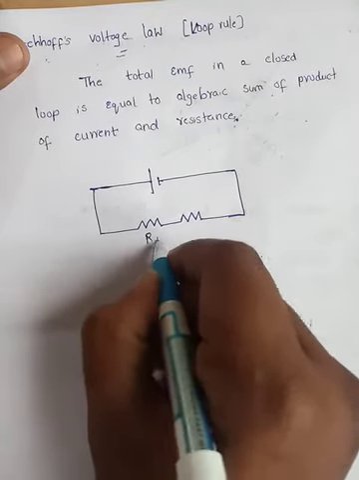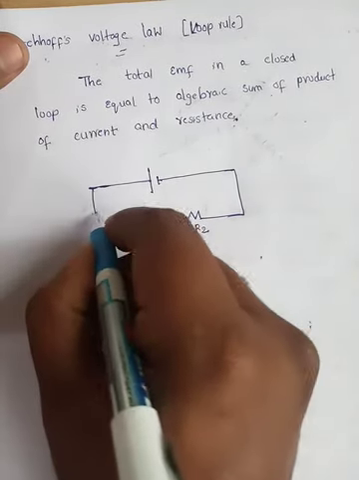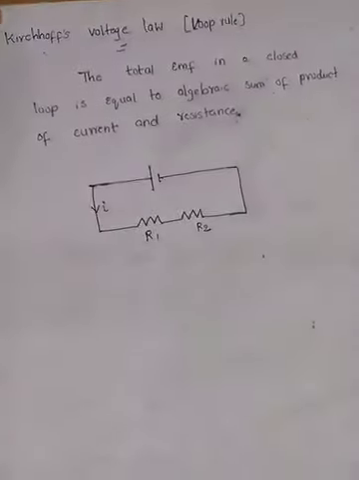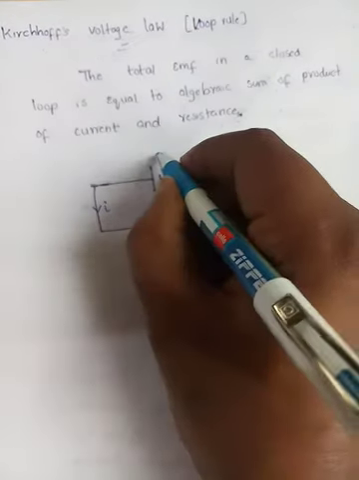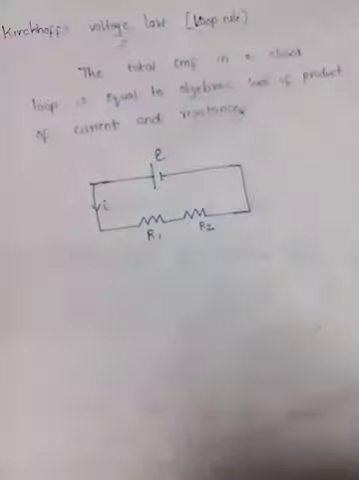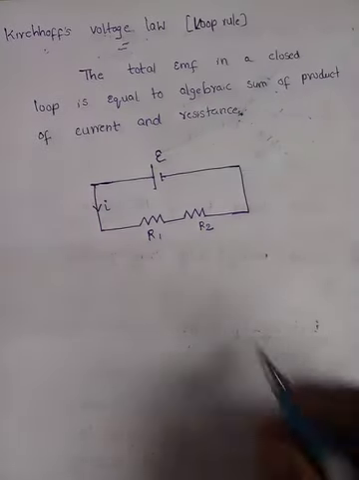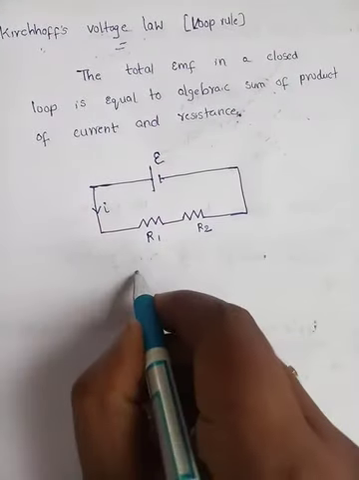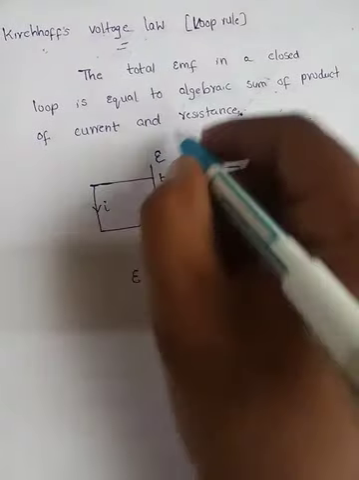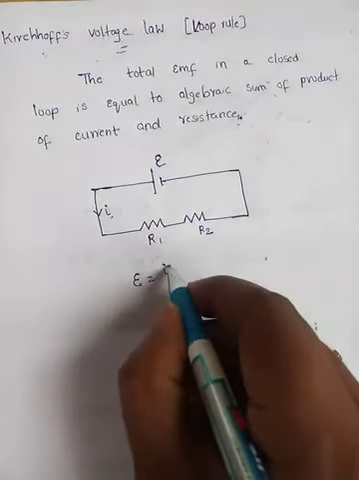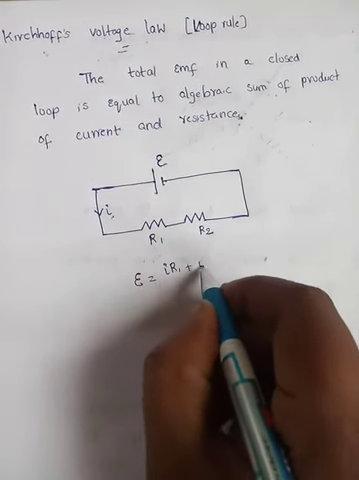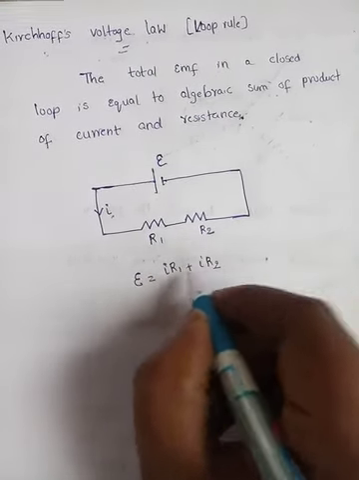Here we connected two resistors, R1 and R2. The current flowing is I. Because it is connected in series combination, current is I, and EMF of the battery is E. So, according to the statement, we can write E equals I into R1 plus I into R2.